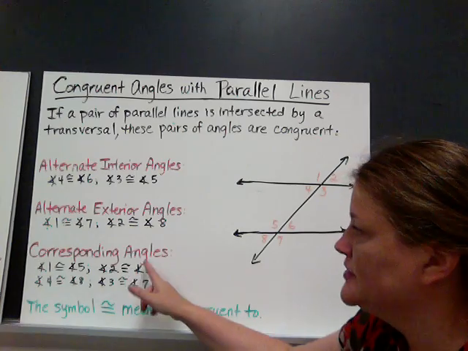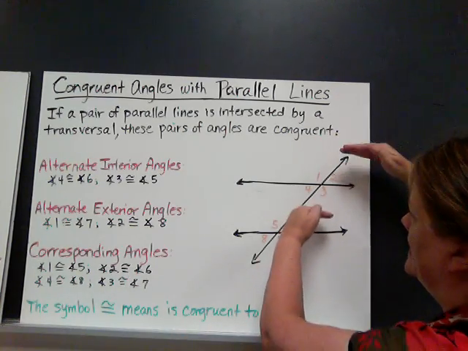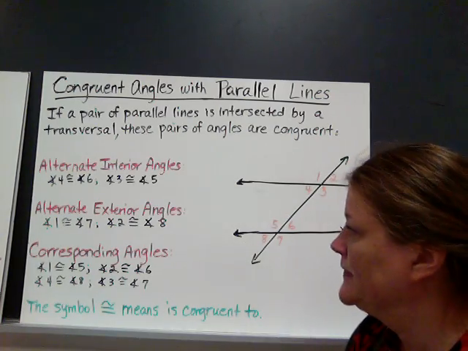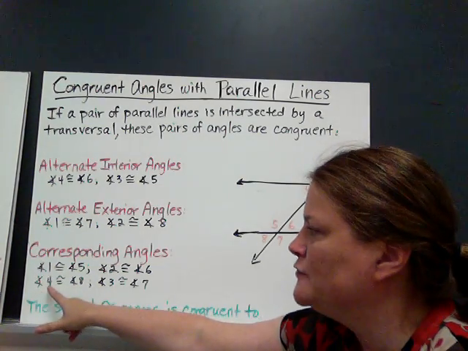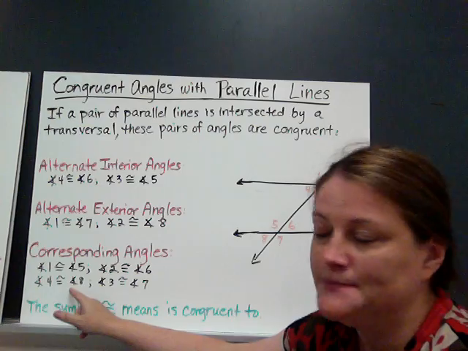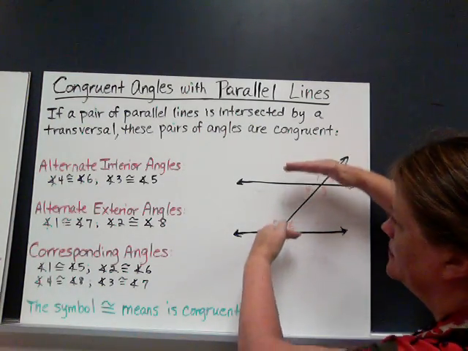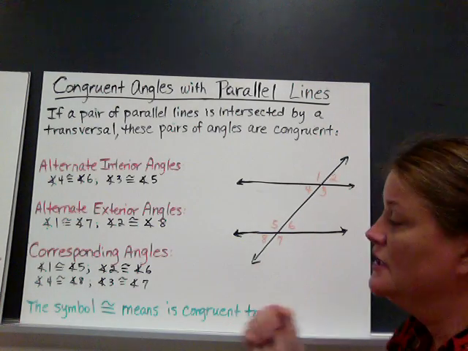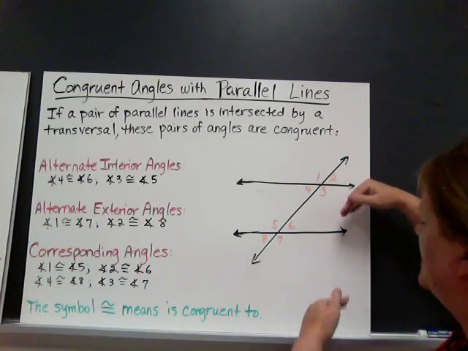Angles 2 and 6 are also corresponding, and those are also above the parallel lines and both on the right-hand side of that transversal. Let's look at the two other pairs of corresponding angles. Angle 4 and angle 8. Angle 4 and 8, they're both below their parallel line and to the left of the transversal. Below the parallel lines and right of the transversal.